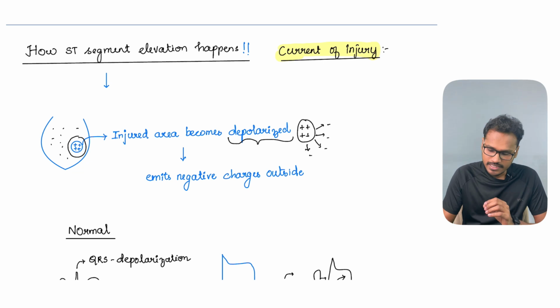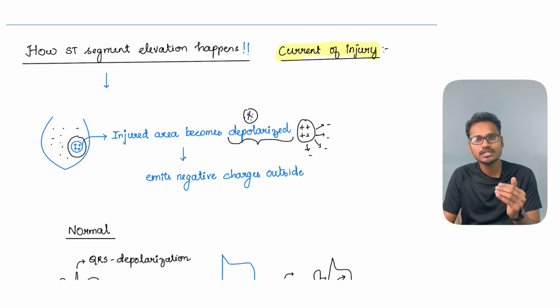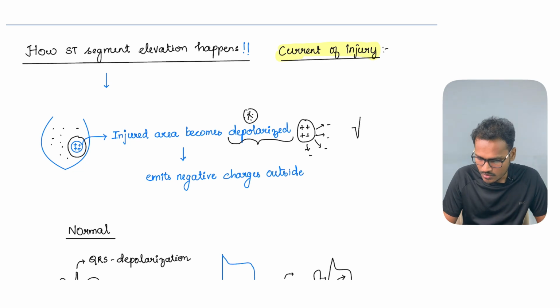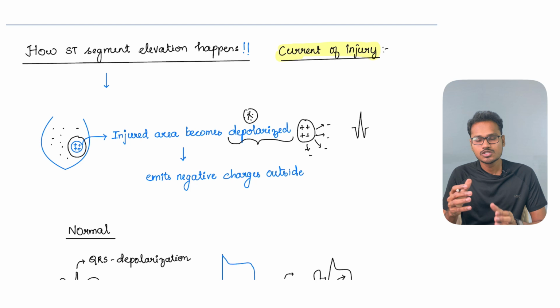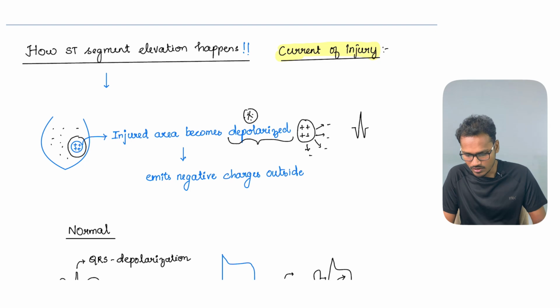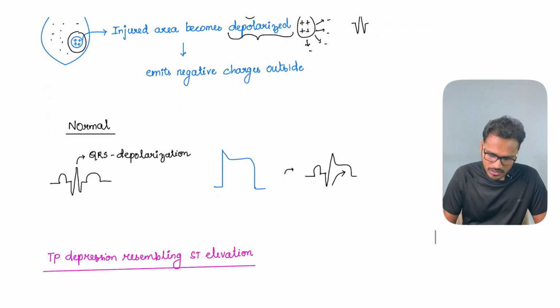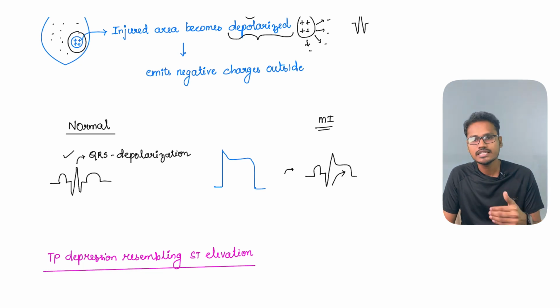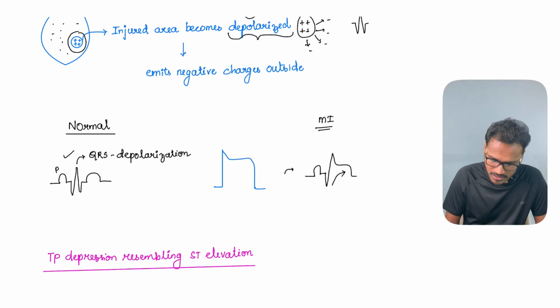So which part in the ECG indicates depolarization? We know that the ventricular muscle depolarization is indicated by the QRS complex. So because of this excessive depolarization, we are going to observe some changes inside the QRS complex. Let's see what happens. Now we are going to compare the normal one with the myocardial infarction. In this patient there is excessive positivity which is getting emitted. In a normal patient we have the PQRS complex and the T wave.